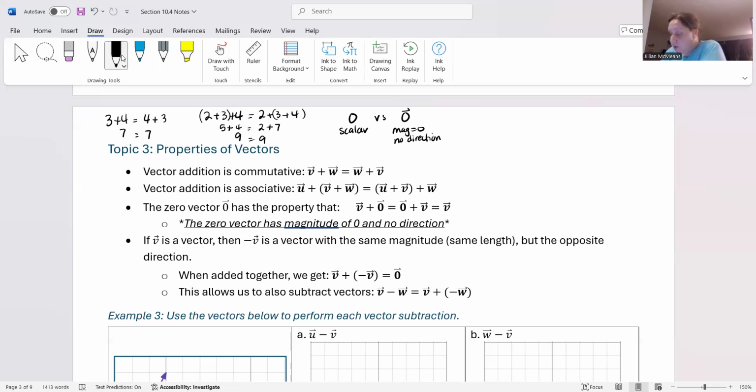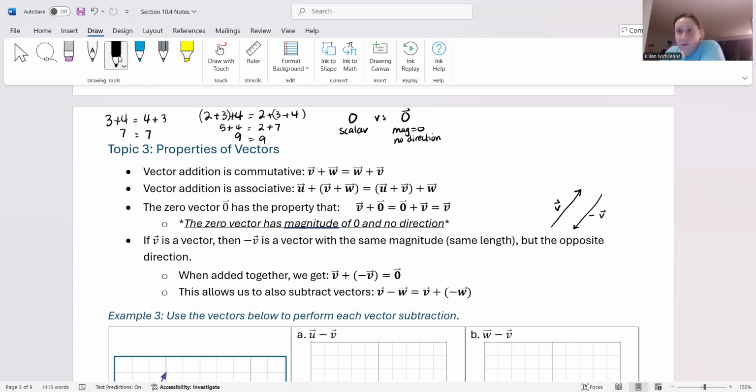So just keep in mind the zero vector has magnitude of 0 and it has no direction. Now, another thing that we can play around with is the idea of the opposite of a vector, or a negative vector, or minus a vector. If v is a vector, then negative v is also a vector. It's going to have the same magnitude, just a different direction. So if we have vector v, negative v is going to look like this. It has the exact same magnitude, the same length, as v. So this is v, and this is negative v, or the opposite of v. They just go in opposite directions of each other. That's going to be really handy for us in just a bit.